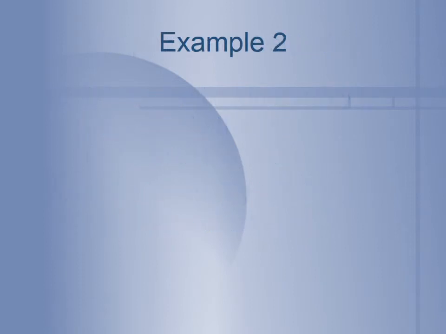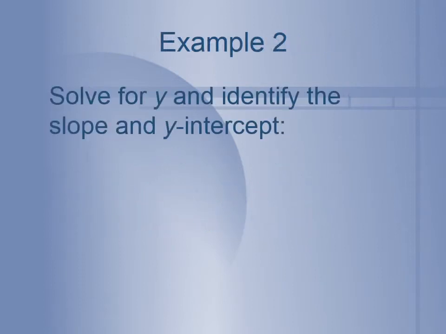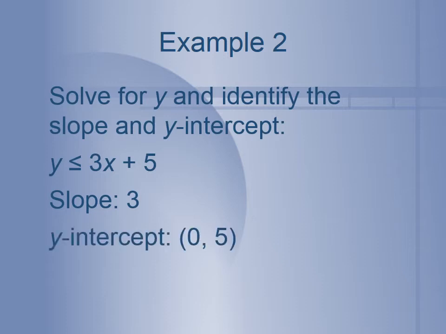So let's take a look at another example. Solve for y and identify the slope and y-intercept. We have y is less than or equal to 3x plus 5. It's already solved for y. We don't even have to do anything for step 1. But we do have to identify the slope, which is 3, and the y-intercept, which is (0, 5).